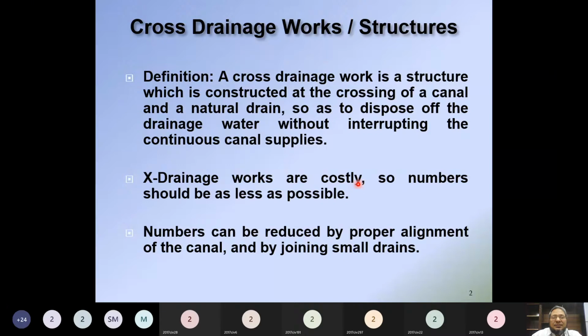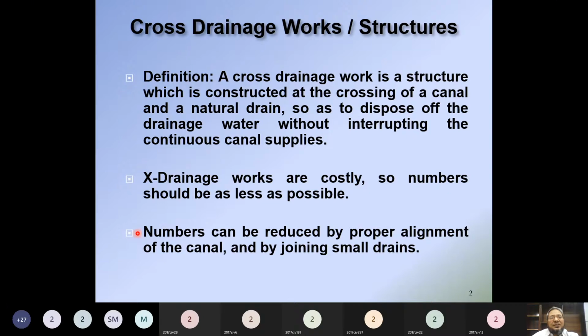These cross drainage structures are costly and expensive. So what should we try? We should try to reduce their numbers as much as possible for the whole design of our canal system, our canal network. Canal network does not mean only the main canals. There would be branch canals, then minors and distributaries. All these canals may, at some locations, have to cross the existing streams, and we have to provide hydraulic structures over there. So we should try to minimize them. Our layout should be such that it crosses these drainage lines as little as possible.